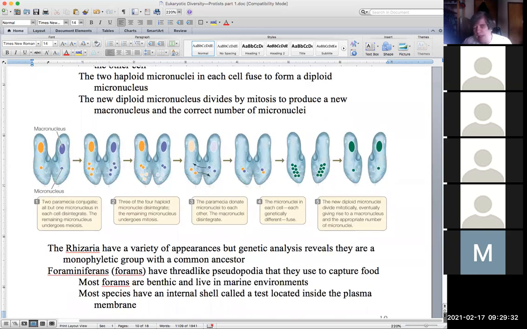Now, we didn't make a new paramecium. We started with 2, we ended with 2. So that's why this is not reproduction. But we changed the DNA of the cells. So that's why this is horizontal gene transfer.